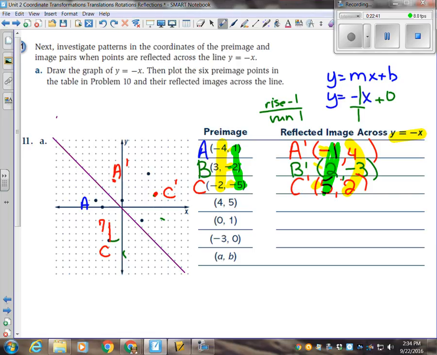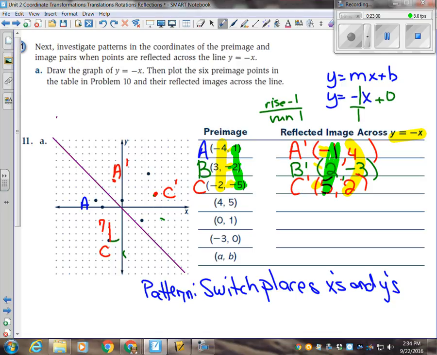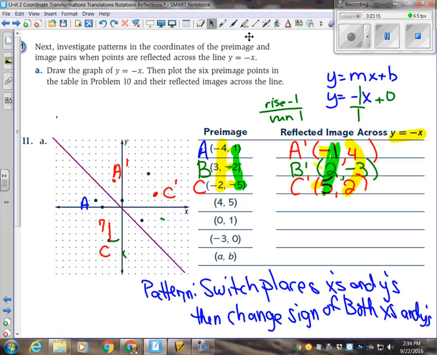Do you see enough of a pattern to make a prediction? I hope that you do. So here's the pattern. The pattern is, there's 2 things that happen. Switch places with X's and Y's. Okay. Then, change the sign of both the X's and the Y's. Okay. Pause the video if you need to stop.